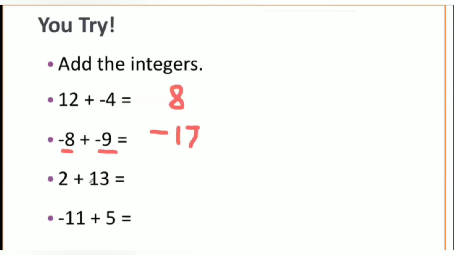These are both positive, so it's easy, that's 15. And this one, negative 11 plus 5, 11 and 5, subtract that. The absolute values of 11 and 5, that's 6. And the bigger number, which is 11, has a sign of negative. Therefore, the answer is negative 6.